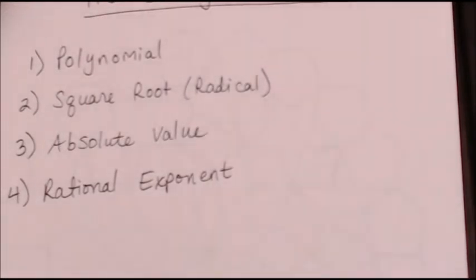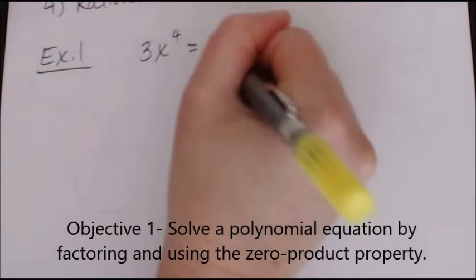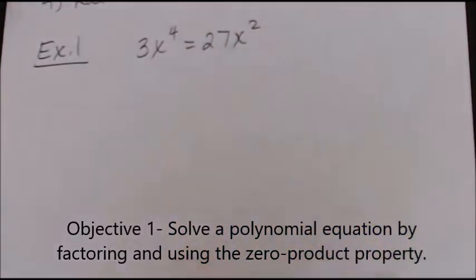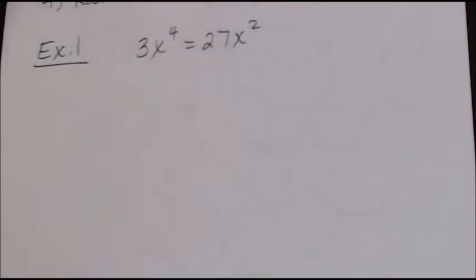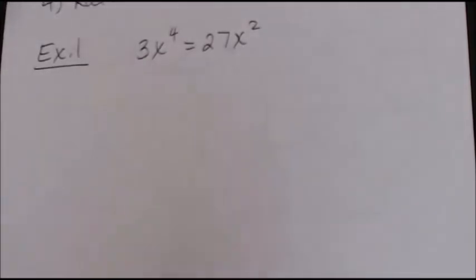So let's go ahead and start example 1. And example 1 is an example of a polynomial equation. So let's take a look at it. So we've got 3x to the 4th equals 27x squared. And what we want to do is we want to solve this equation. It's tempting when you see a question like this to think about maybe dividing both sides by something to see if something will cancel out. That's not the way you want to handle this, though.